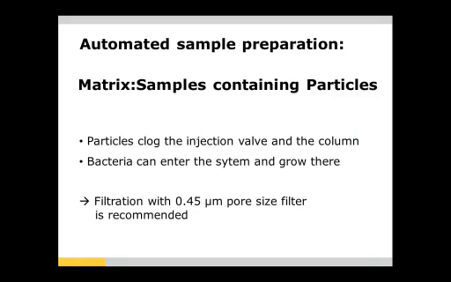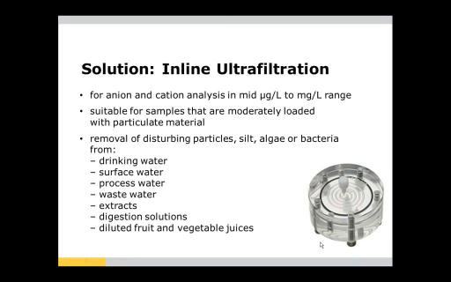When we talk about the automated sample preparation techniques for the sample matrix that contains a high amount of particulate matters, it's important that the sample needs to be filtered using 0.45 micron or smaller pore size before it's introduced into the IC system. Because the particulate can really clog the injection valve, and the bacteria that may be present in the wastewater sample matrix can grow and can foul the IC column.